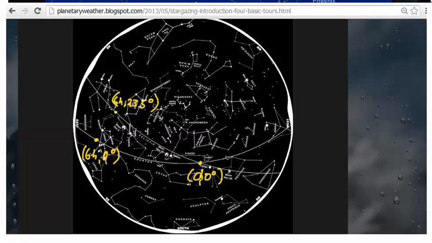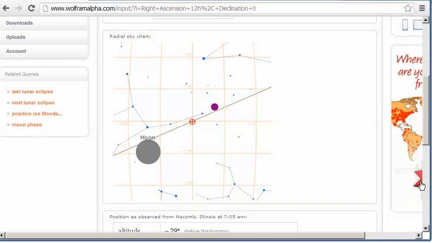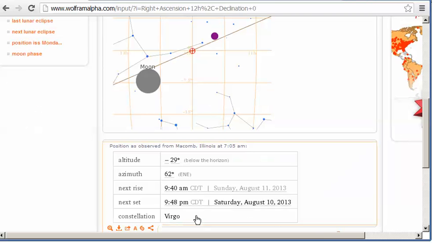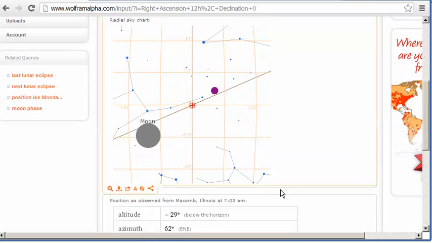Now, if you follow these loops around to the other side of the sphere, they would just continue around like that, and this one would continue around like that, and they would have another meeting point over here on the other side, which would be at 12 hours 0 degrees. Let's see where that would be. Well, it looks like today that's about where the moon is. The location is somewhere in Virgo, so let's look at Virgo.